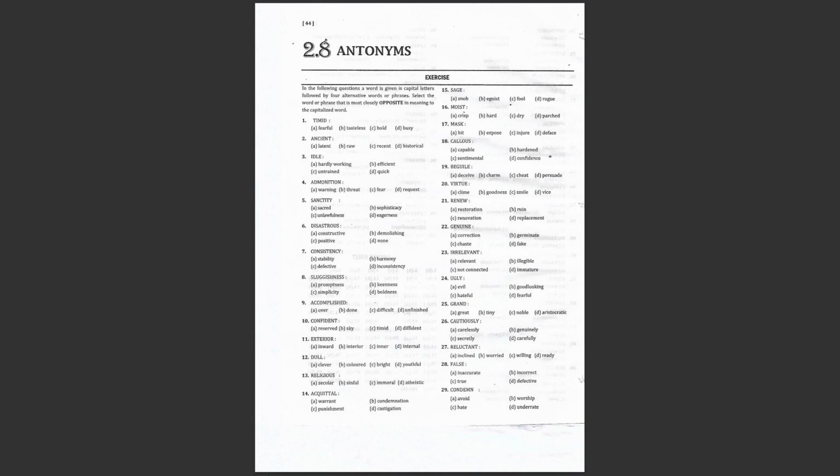Next word for the day is word number 28, false. False is an easy word. False means incorrect, inaccurate, as it is mentioned. Incorrect, inaccurate are synonyms of false. So the antonym, meaning opposite word, would be C, true. False का option होता है true.